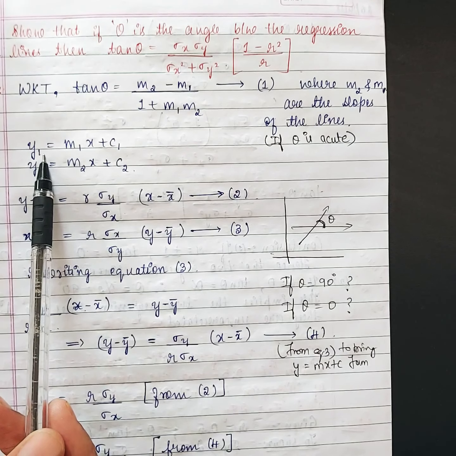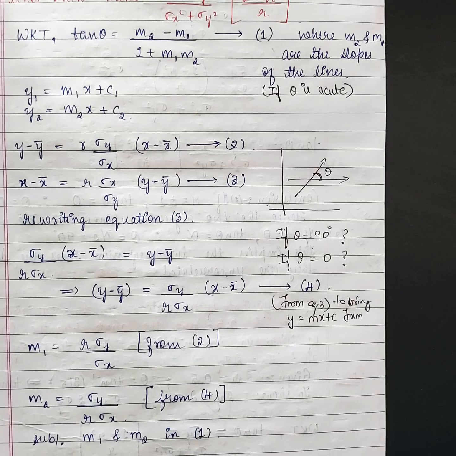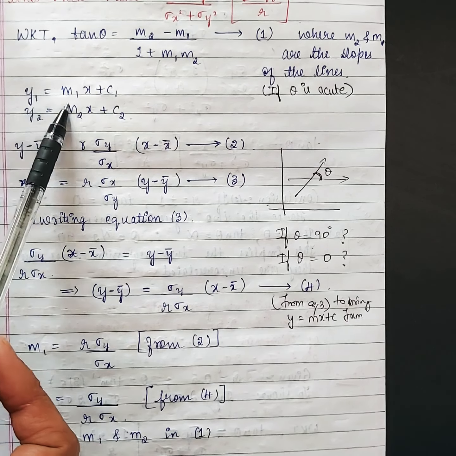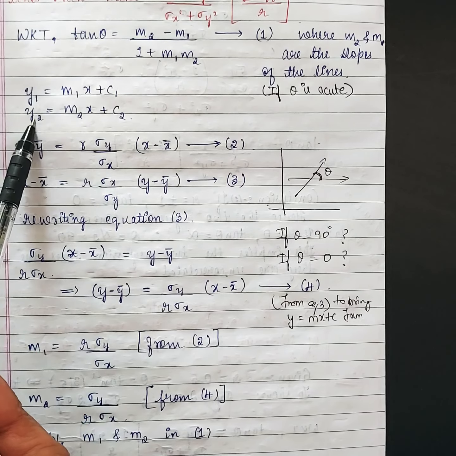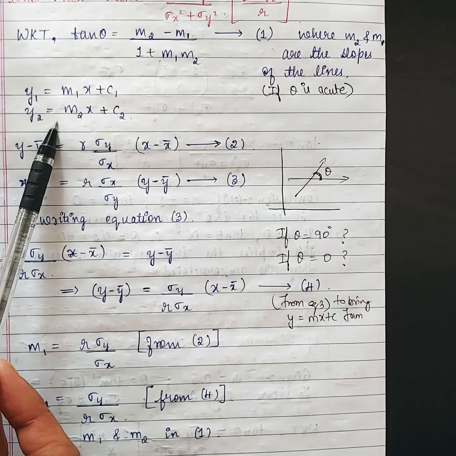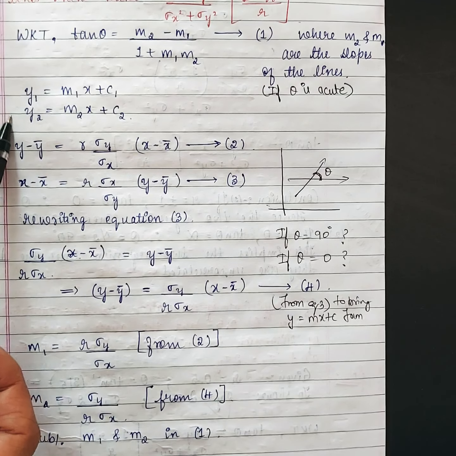What is the standard equation of a straight line? y is equal to mx plus c. Since we have two regression lines, let the first one be y is equal to m1x plus c1 and the second one be y is equal to m2x plus c2. These are the two regression lines. Remember, one is y on x, the other one is x on y.